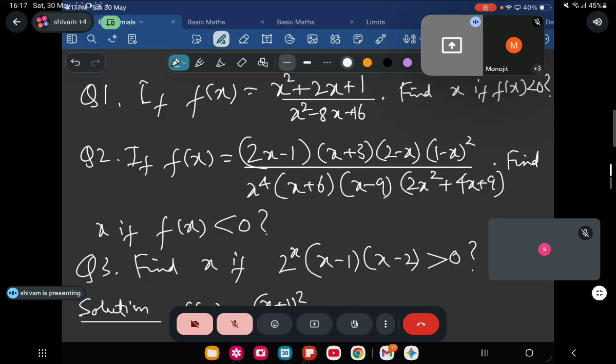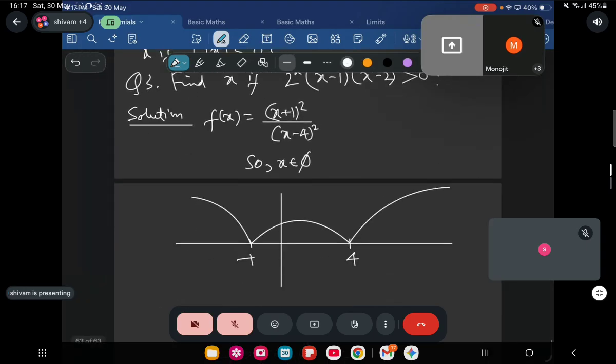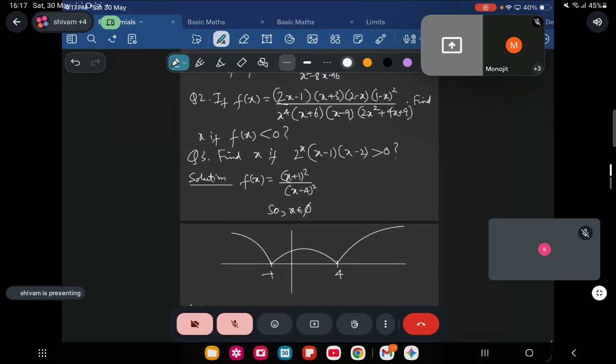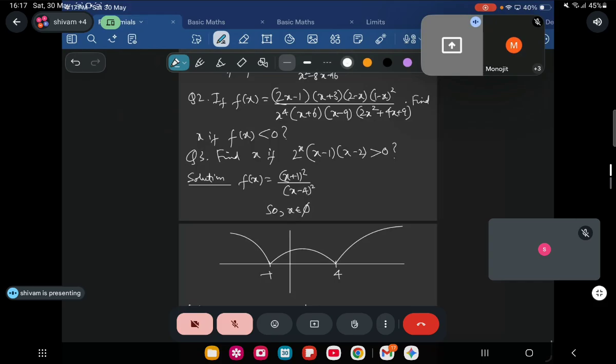Okay, I'm starting with the next one. f of x is given. Over here we need to write down the critical points first, right? Let's start. So what are the critical points? Tell me. Half, -3, 2, 1, 0, -6, 9.